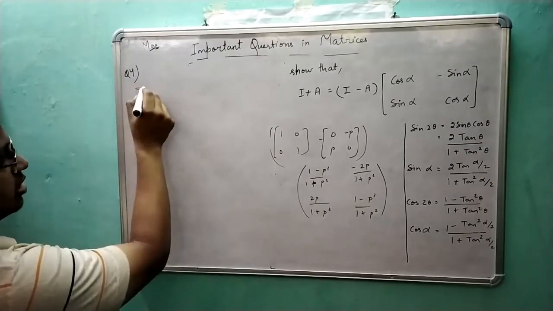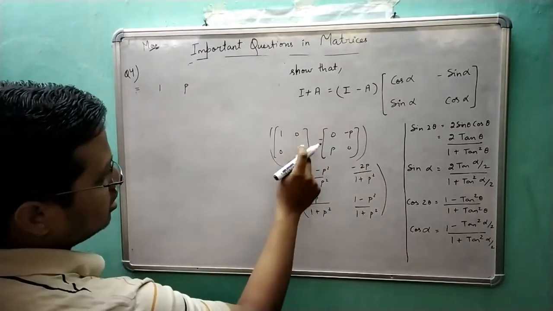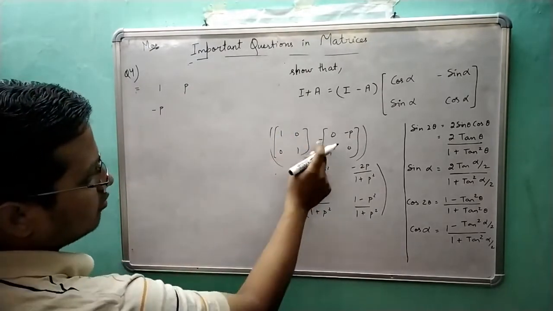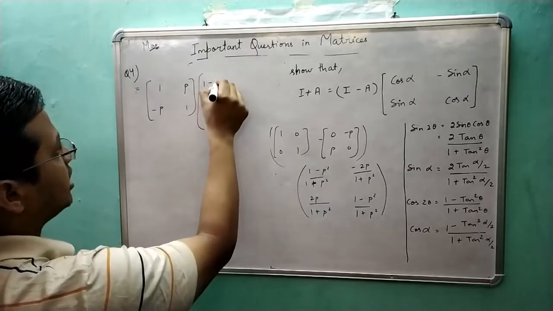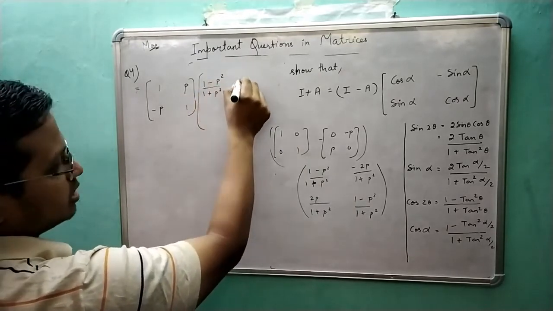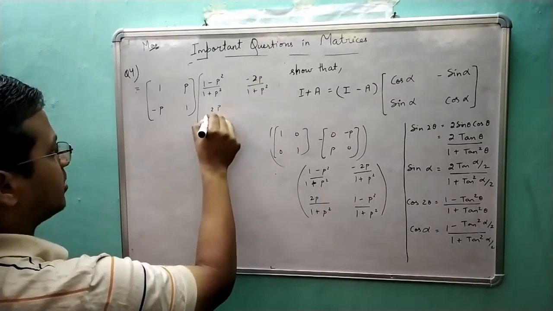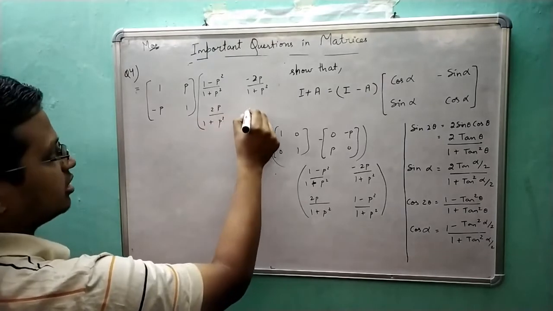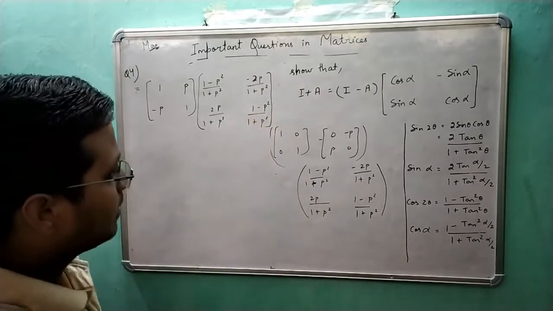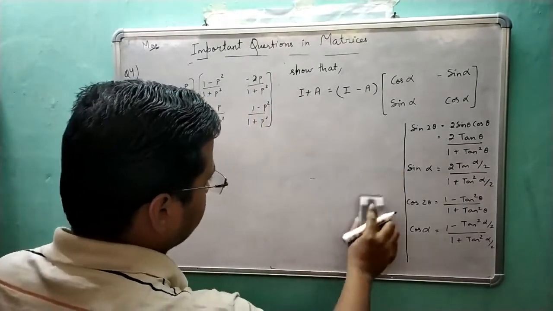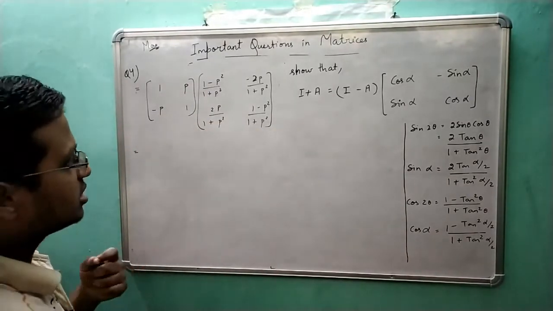So this becomes, see 1 minus 0 is 1, 0 minus minus P is P, 0 minus P is minus P, 1 minus 0 is 1, and this matrix multiplied with the other one. So (1 minus P square) by (1 plus P square), (minus 2P) by (1 plus P square), 2P by (1 plus P square), (1 minus P square) by (1 plus P square). Now from here, as you know, both of them are of same order, so matrix multiplication is allowed.